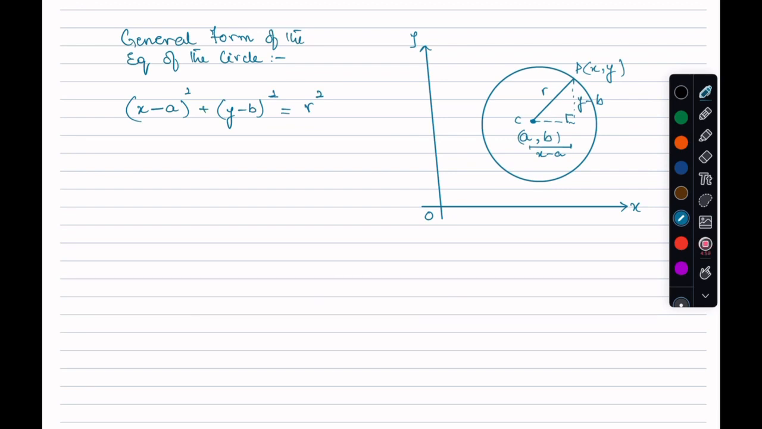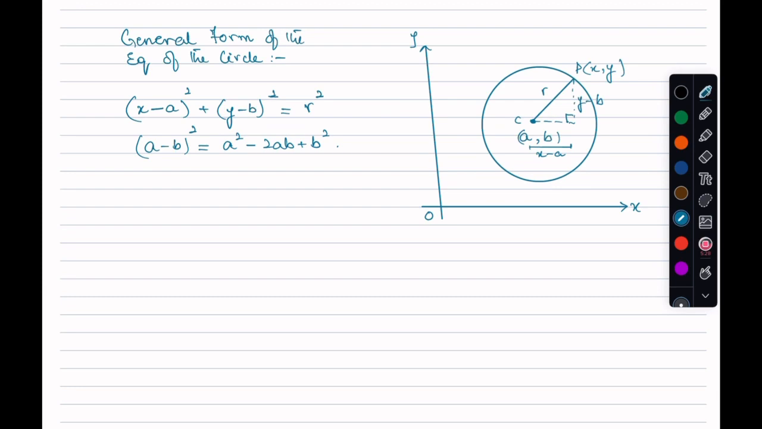So let's expand x minus a the whole square and y minus b the whole square by applying the algebraic identity. We should know this very well: a plus b the whole square equals a square plus 2ab plus b square, and a minus b the whole square equals a square minus 2ab plus b square.